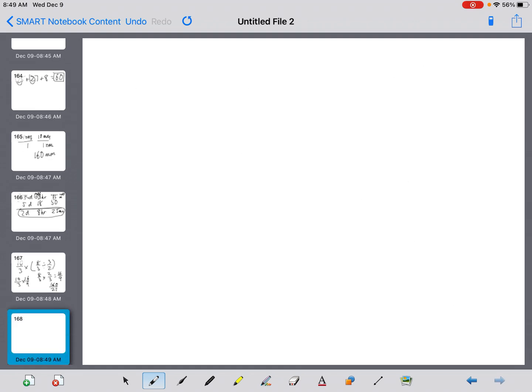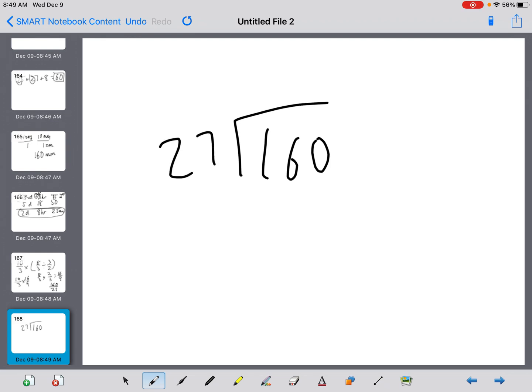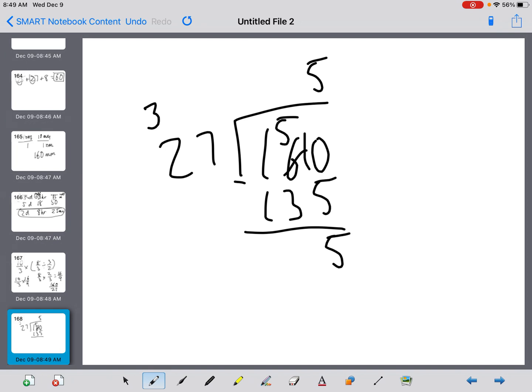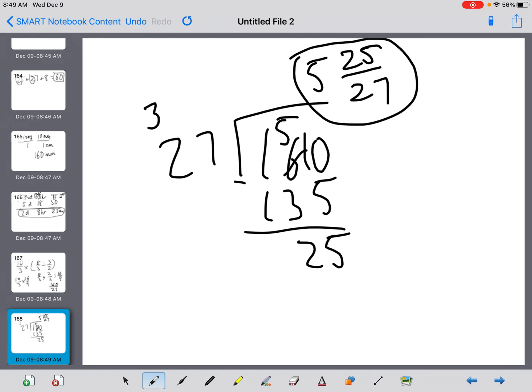I'm going to write this on the next sheet of paper. So I have 160 divided by 27. I think it goes in there 5 times. 5 times 7 is 35. Carry the 3. Gives me 10, 13. Subtract. Can't. 10 minus 5 is 5, 2. Whew. 5 and 25 27ths. So guys, they gave us a big problem that they didn't let us cancel anything out of, which made it a little bit more difficult.